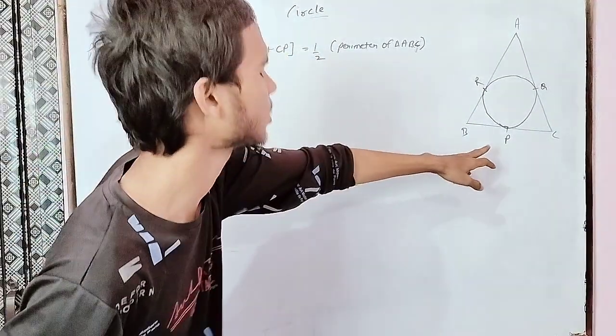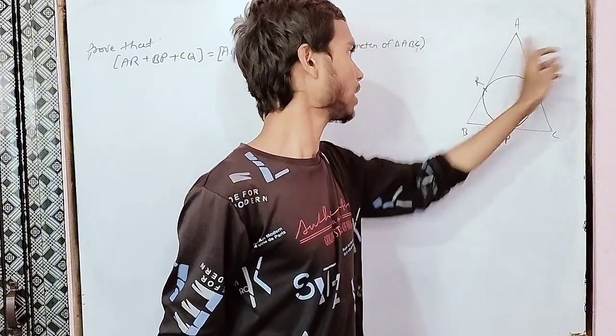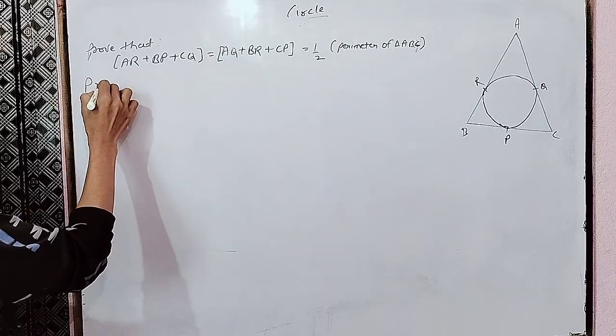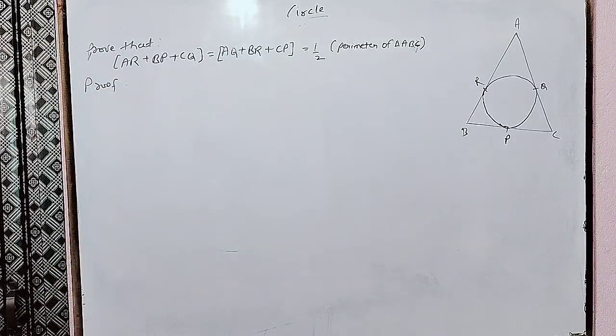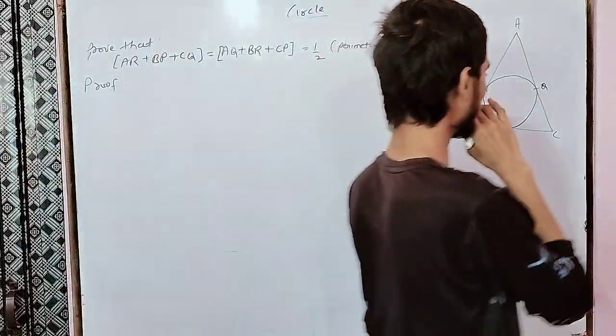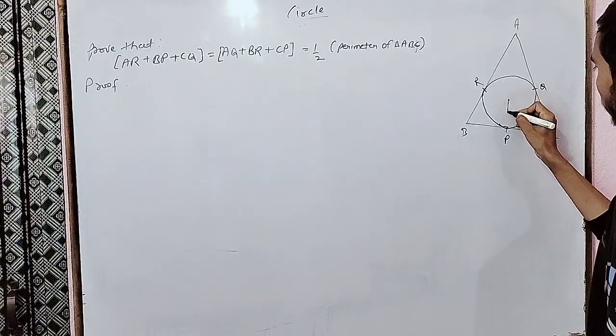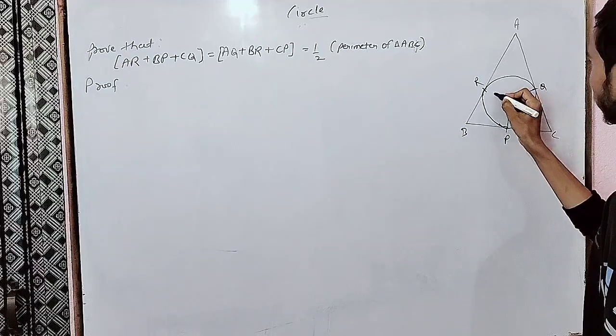Whatever the question is saying, we have drawn a figure of that question. Now let's prove. Whatever is given, you can write first of all. So here this is the center, and you can construct, you can draw a radius.